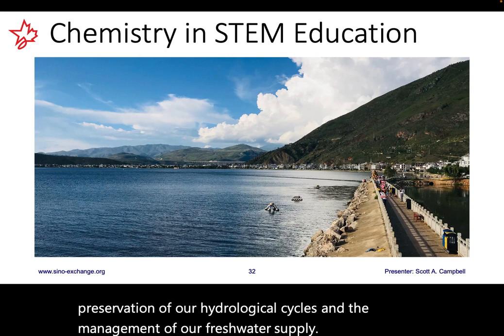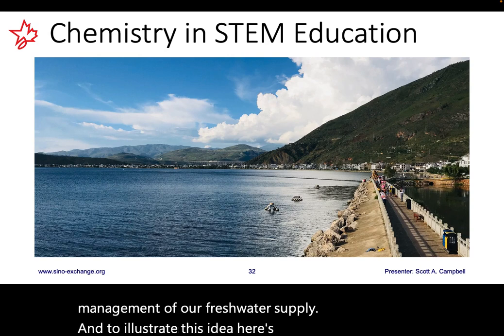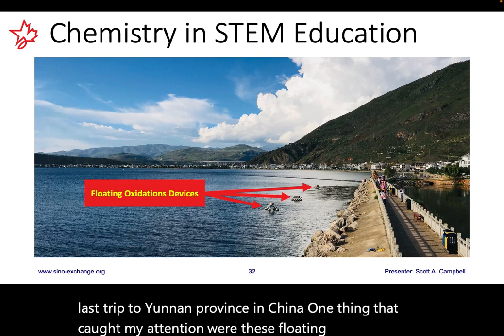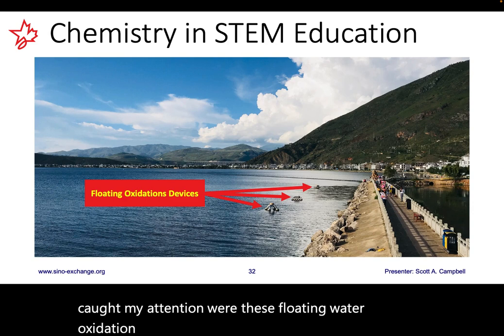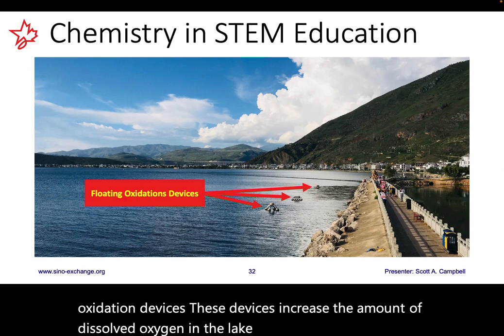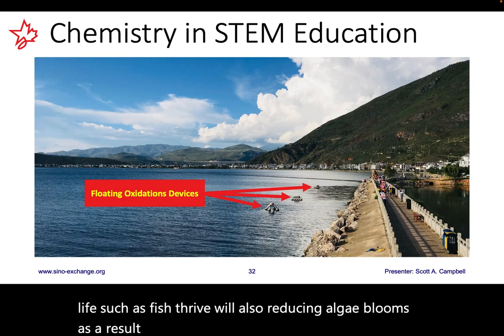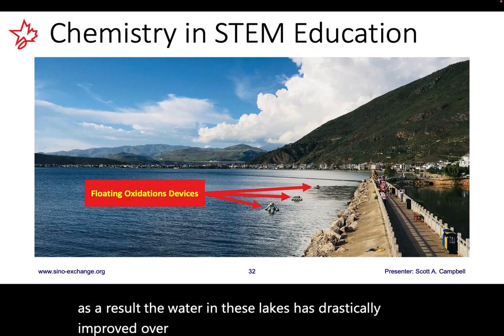And to illustrate this idea, here's a photo I took on my last trip to Yunnan province in China. One thing that caught my attention were these floating water oxidation devices. These devices increase the amount of dissolved oxygen in the lake water, which helps aquatic life such as fish thrive, while also reducing algae blooms. As a result, the water in these lakes has drastically improved over the years to what you see today, crystal clear blue lakes.